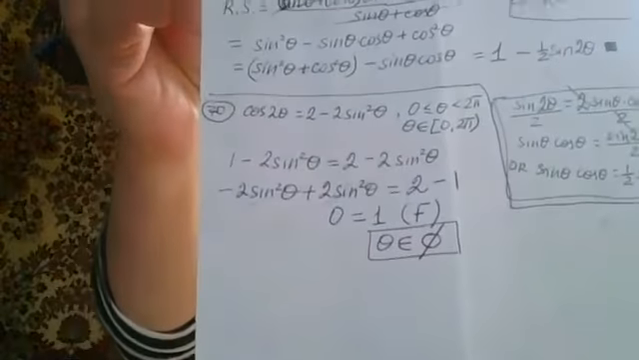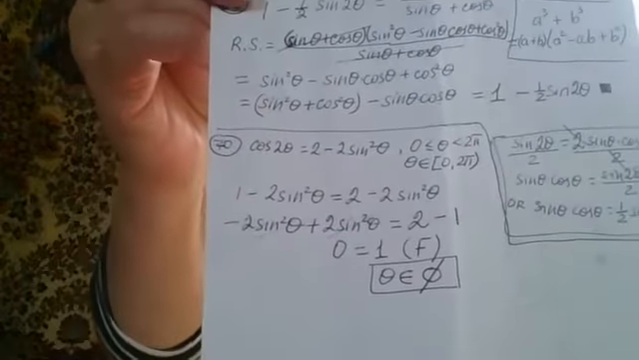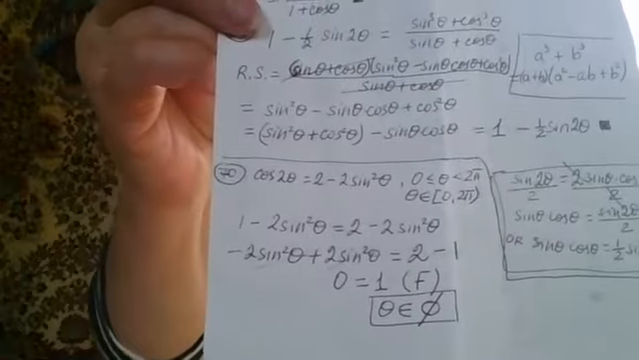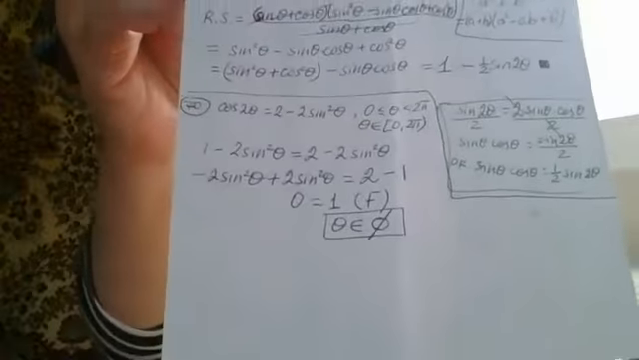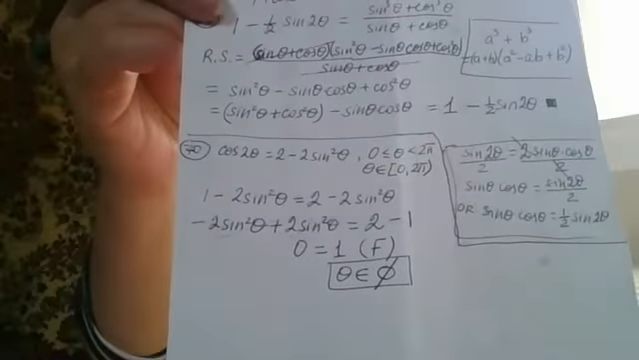If you do not want to write a sentence like no solution, which is absolutely normal, you can write theta belongs to the empty set, which is this circle crossed out. This I am providing right here on this paper in parentheses. Theta belongs to that empty set. It is an international mathematical symbol, and it means no solution.